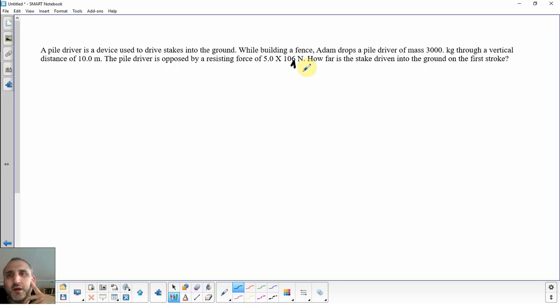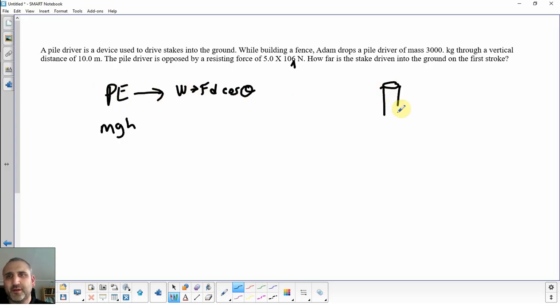We're dropping this 3,000 kilogram mass for a distance. So there is mgh, and that gets turned into work, which is FD, force times distance cosine theta. And what's happening is the pile driver is going up. If you don't know what a pile driver is, it's a big old cylinder, and it moves up and down.